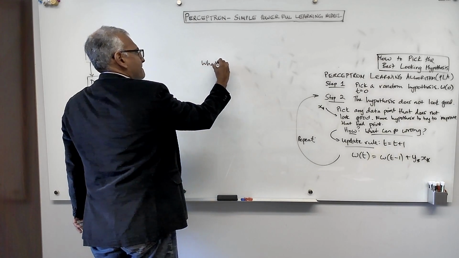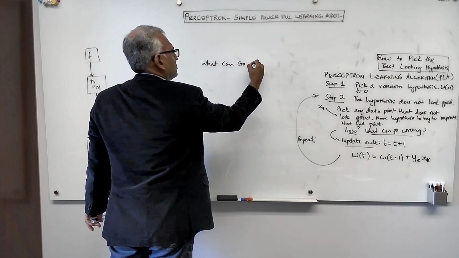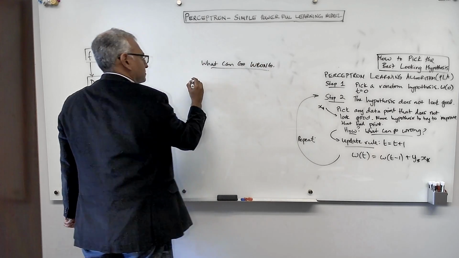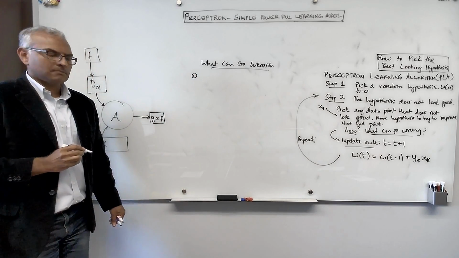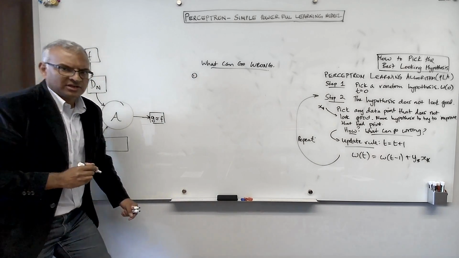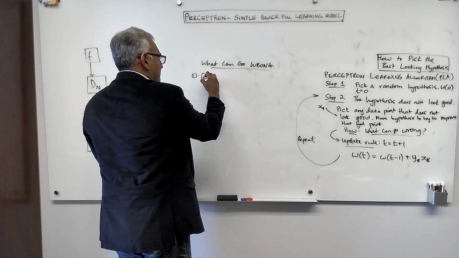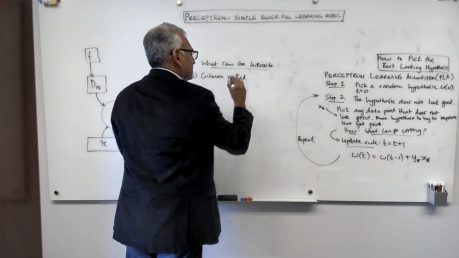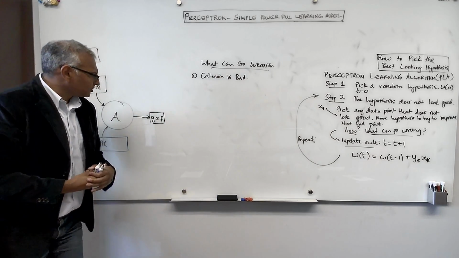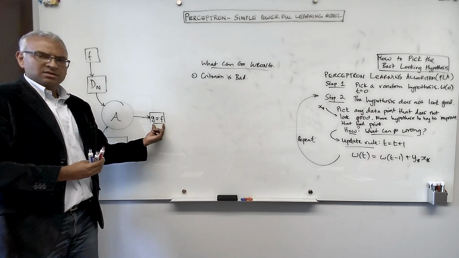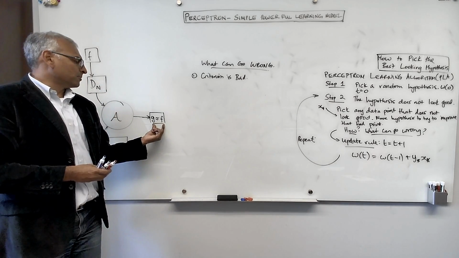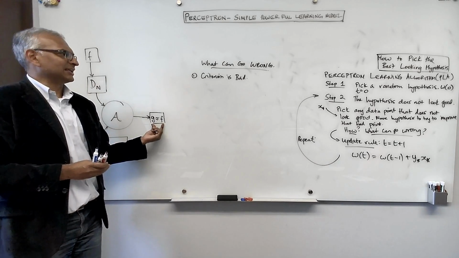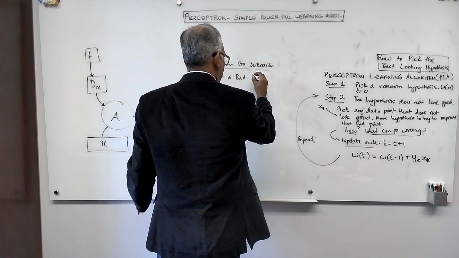What can go wrong? One, the criterion is bad. In other words, just because it's a good-looking hypothesis, it doesn't necessarily mean that on the next data point that pops up, it's going to work. We'll deal with that question later. Postponed.